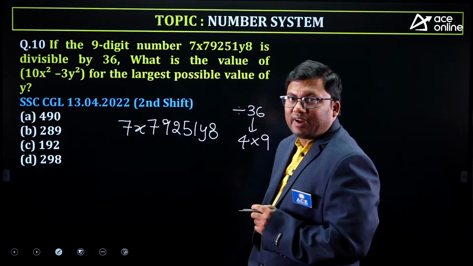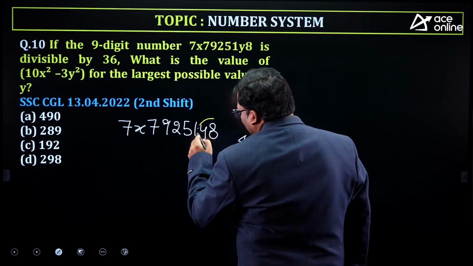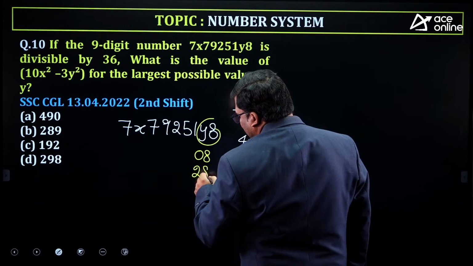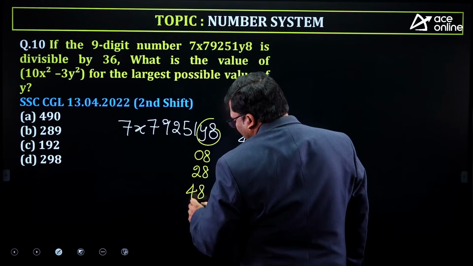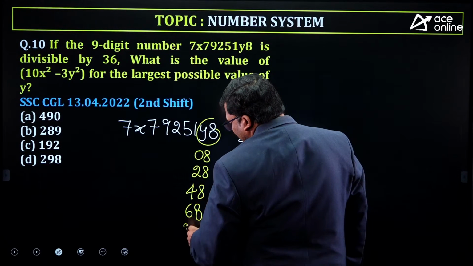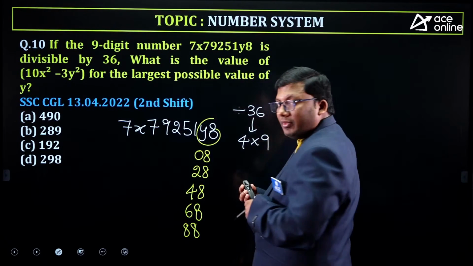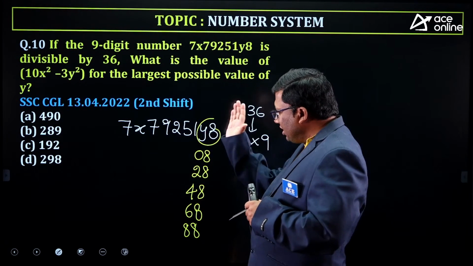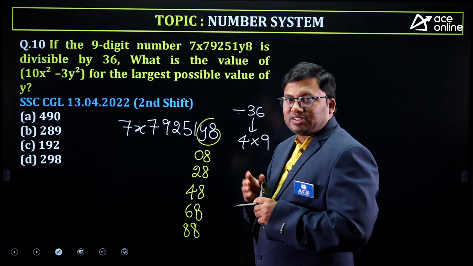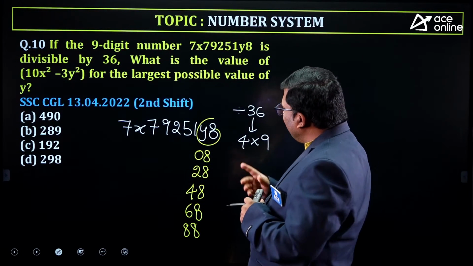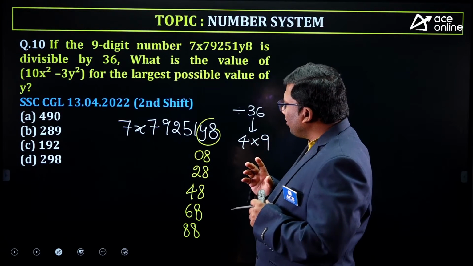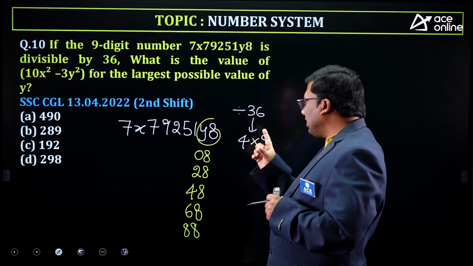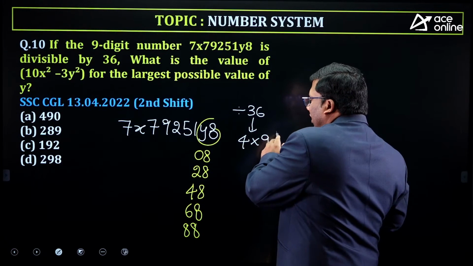Now see here. For it to be divisible by 4, the last two digits can be 08, 28, 48, 68, 88. So the last places will be of these cases. It is divisible by 36, and 36 means it is 4 into 9.